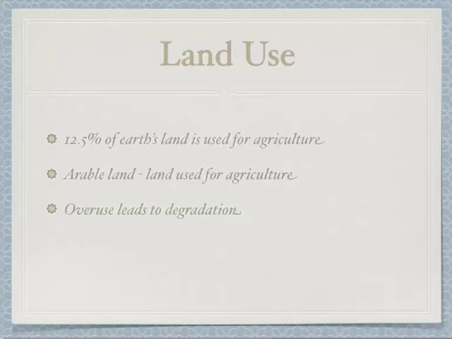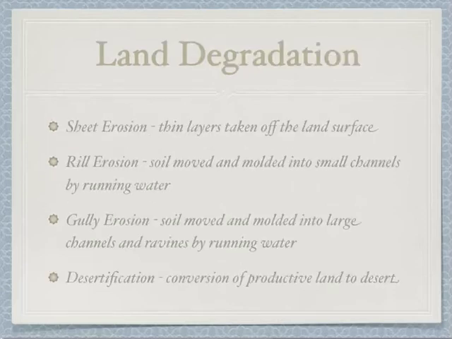Land use. About 12.5% of Earth's surface is used for agriculture. This land is called arable land. Sometimes the overuse of this land leads to degradation. The types of degradation usually come in the form of erosion or desertification.